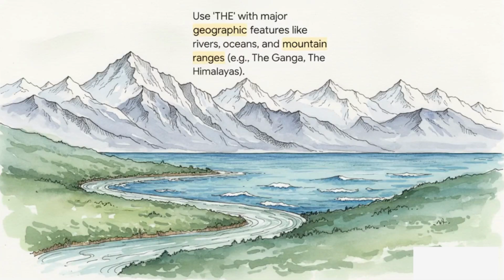Let's talk geography for a second. This is a big one. For major things like rivers, oceans, and whole mountain ranges, you're almost always going to use the. So you'd say the Ganga or the Himalayas.